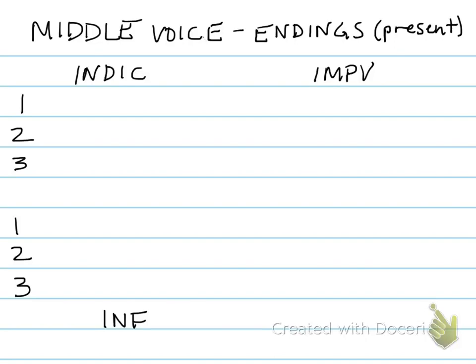Athenaze, Chapter 6 Alpha, page 77. This lesson is about the middle voice in the present tense. The middle voice endings have two parts. The first part is a vowel either in the O grade or the E grade.